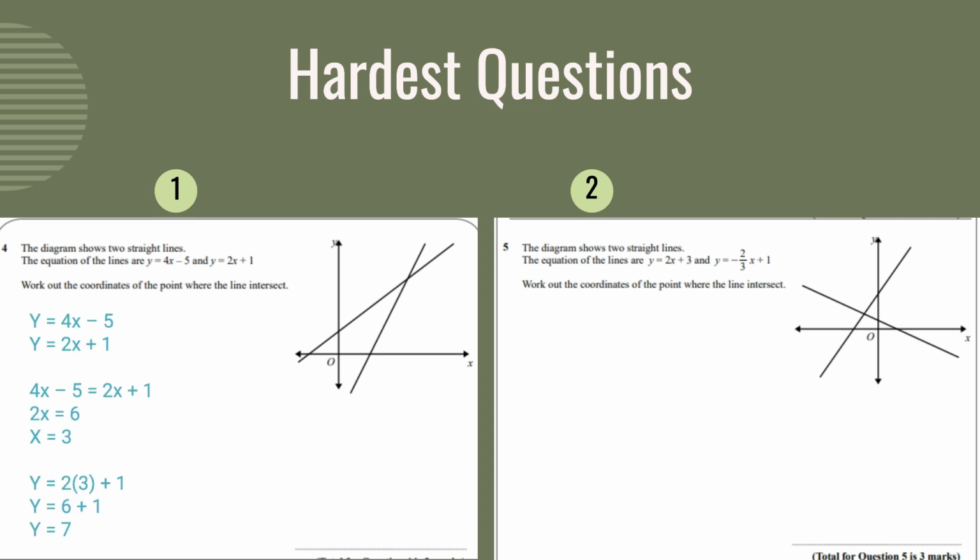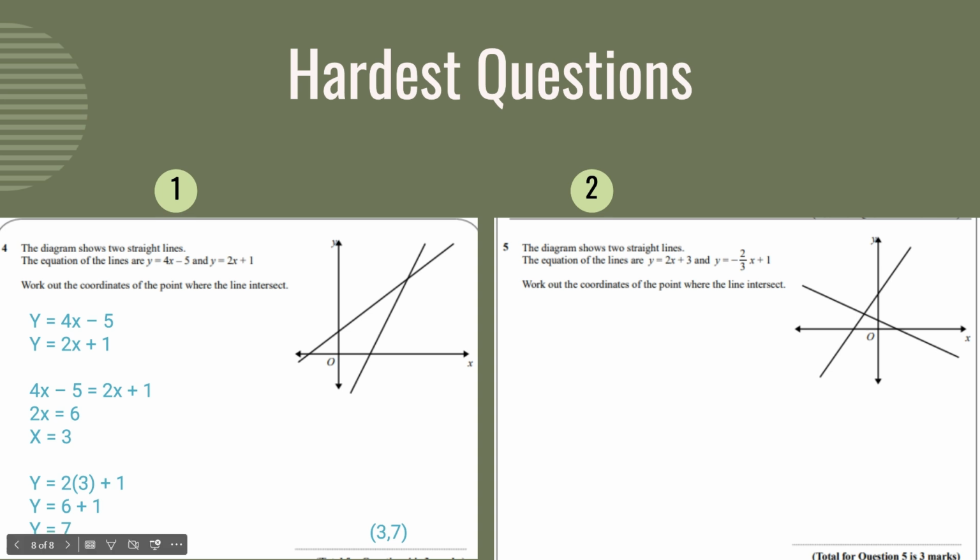So we know y equals 4x minus 5 and y equals 2x plus 1. So we can simply write 4x minus 5 equals 2x plus 1, and this is just simple algebra. So we plus 5 to both sides, and we minus 2x from both sides to get 2x equals 6, so x equals 3. And we sub 3 into y equals 2 times 3 plus 1, so we get y equals 6 plus 1, giving y equals 7. So the coordinate would be 3, 7.